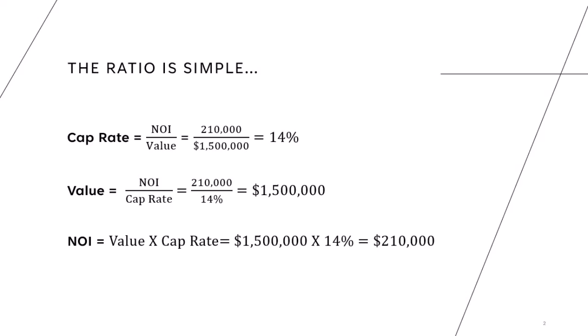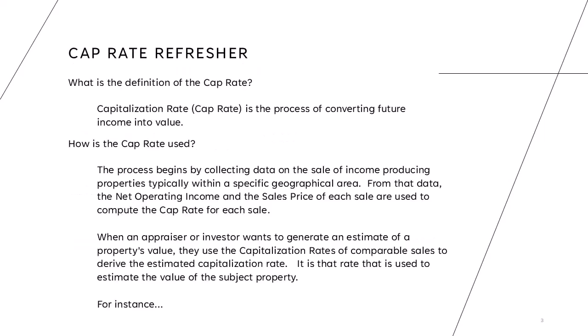Now, we can use that same formula to estimate the value of a property by simply rearranging the terms algebraically and solving for the value. That's all I've done here. The value of a property is equal to the net operating income divided by the capitalization rate, cap rate. In this case, if the net operating income is $210,000, then dividing it by a cap rate of 14%, the value is approximately $1.5 million. As you can see, the numbers are related, but we need to add some clarifications.